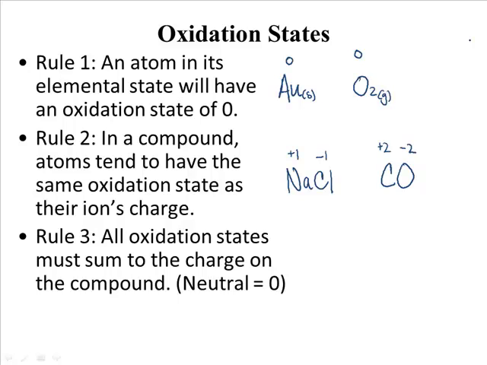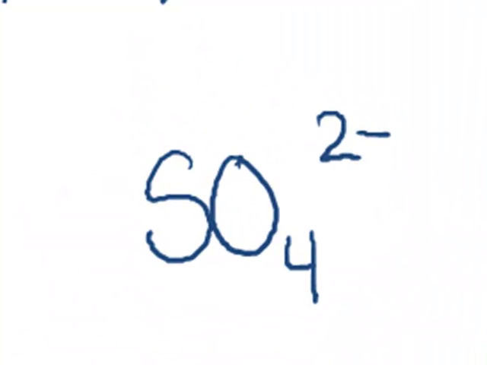Let's look at another example. How about sulfate? Sulfate is a polyatomic ion that has the chemical formula SO4 2-. It's made up of 1 sulfur and 4 oxygen atoms, and altogether it has a -2 charge. Let's figure out what the oxidation states are on the oxygen and the sulfur in this compound sulfate.